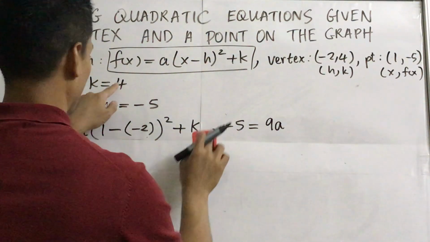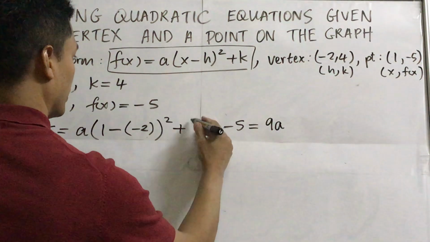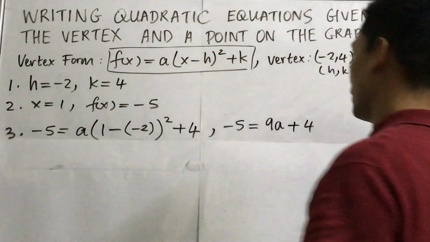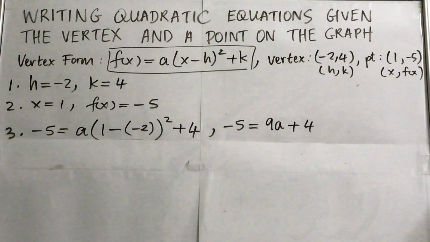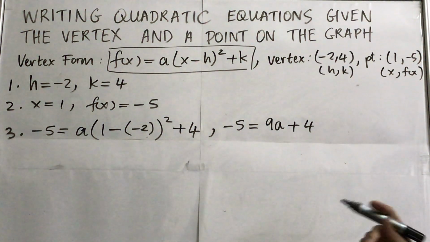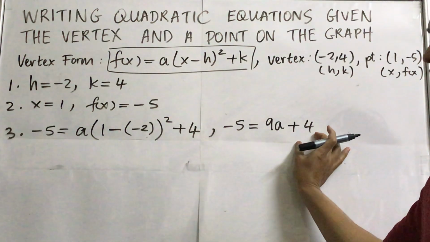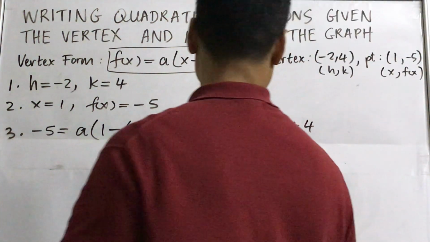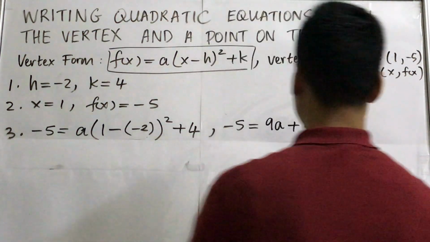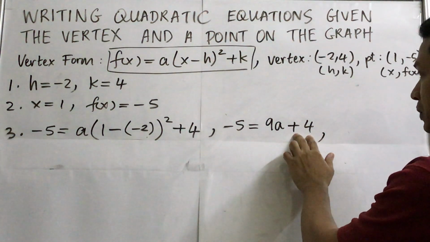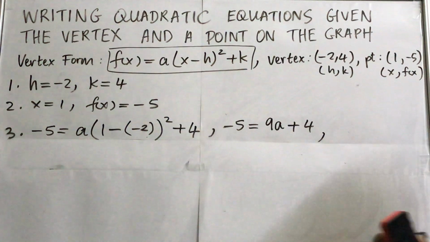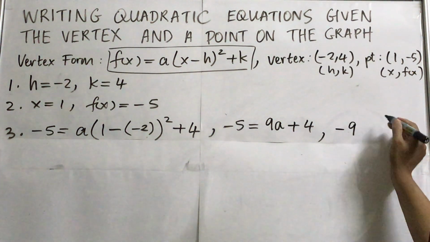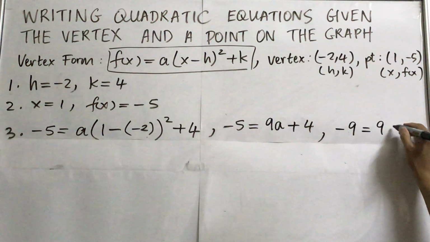And what was our k? Our k should be 4. Okay. Looks like this is also another two-step equation. What needs to be done first? You can take the 4 and move it to the other side. Now this is a positive 4. When it goes to the other side, it becomes negative. So -5 minus 4 gives you a -9 equals 9a.